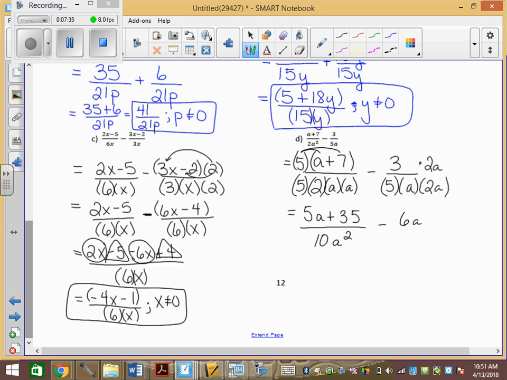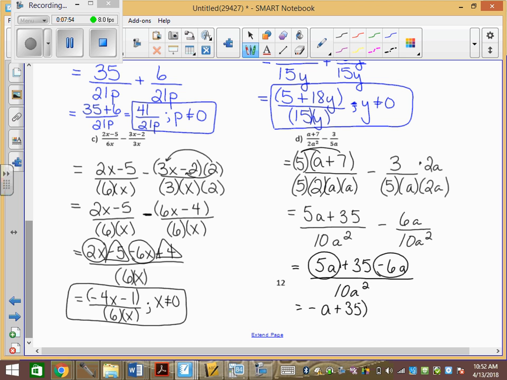minus 6a over 10a squared. And now I have a common denominator. So 5a plus 35 minus 6a over 10a squared. 5a minus 6a is negative a, plus 35 in brackets, all over 10a squared. When I have an a squared, what's my NPV? A cannot equal 0. If I have an a cubed, a squared, a to the 4, a to the 5, it's just a cannot equal 0, right? Okay.